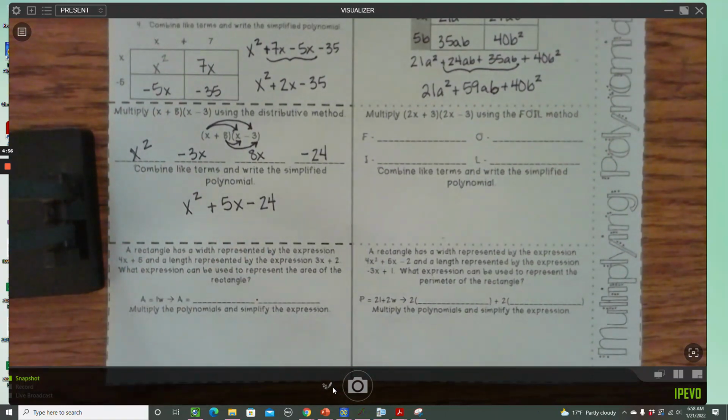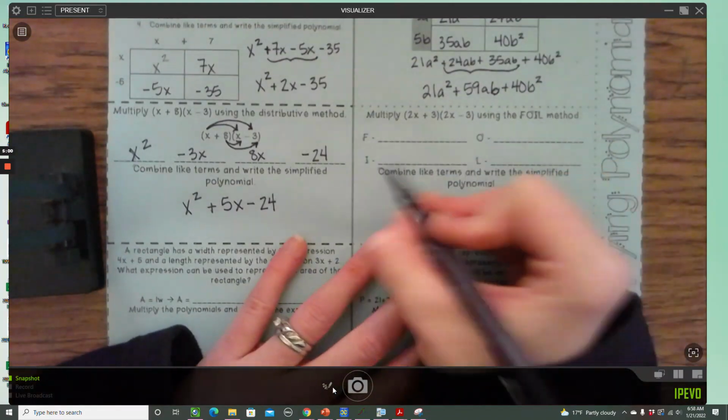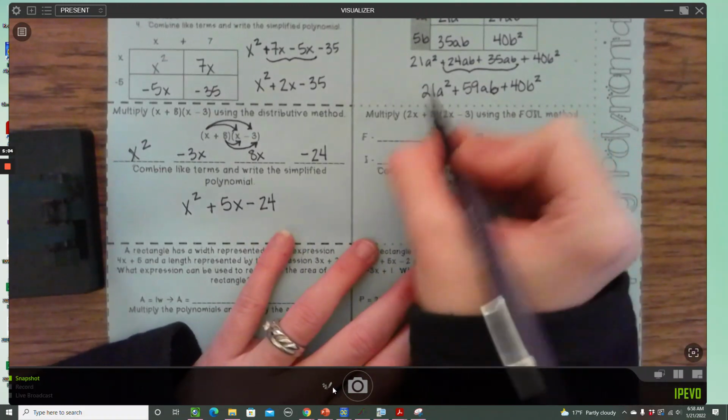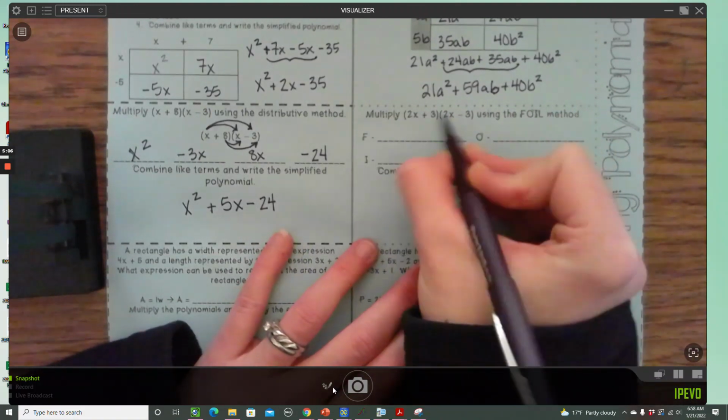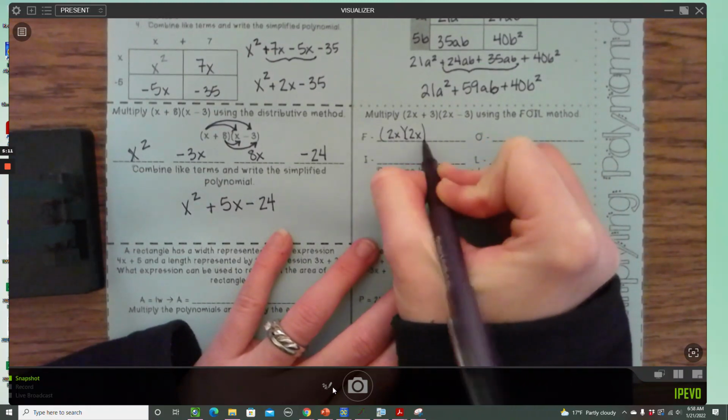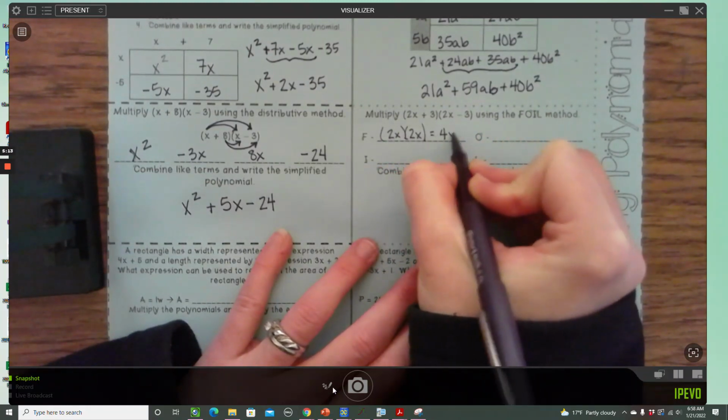Now we can also use, again, we can call it the FOIL method. So the FOIL method stands for first, outside, inside, last. So I multiply the first two pieces of the terms. So here would be 2x and 2x. And that gives me 4x squared.